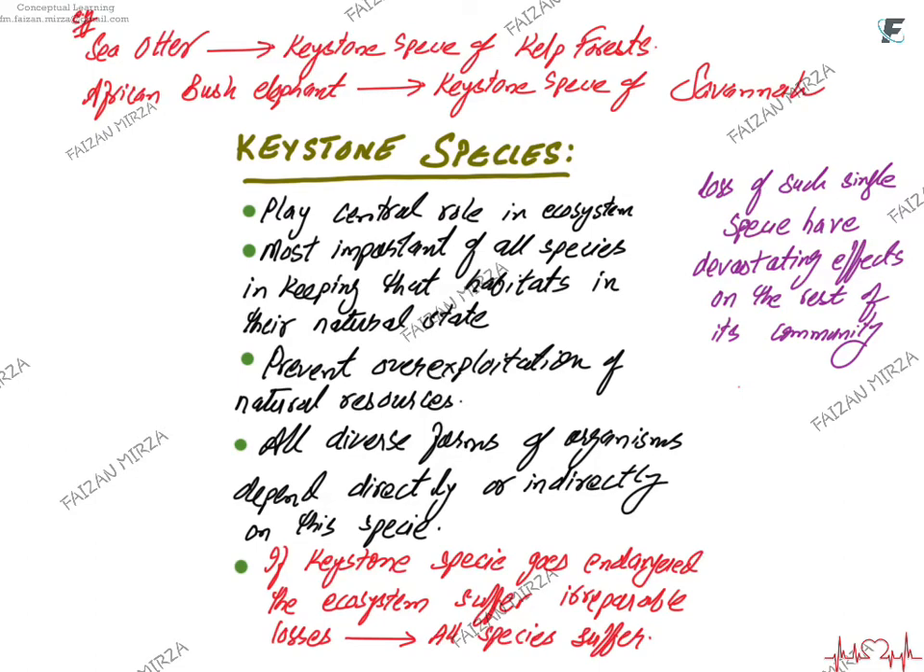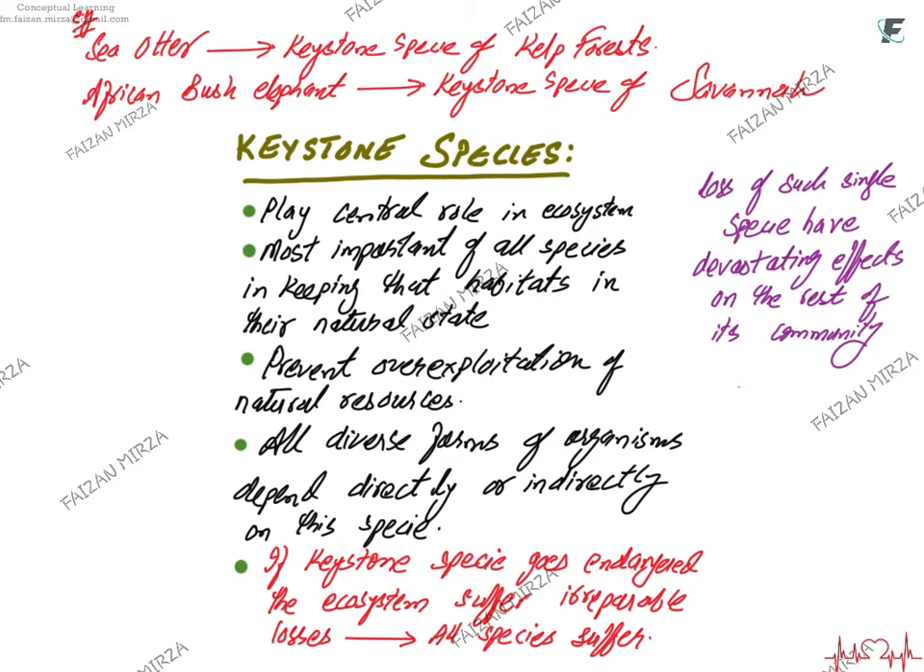So we have discussed the examples of the sea otter and the African bush elephant. What are these? These are both keystone species. The sea otter was a keystone species in the kelp forest, and the African bush elephant was a keystone species in the savanna. What's a keystone species? A keystone species plays a central role in the ecosystem, the most important of all species in keeping the habitat in its natural state. For example, the African bush elephant ensured that the savanna stayed a savanna and tall trees did not grow. The sea otter consumed sea urchins at such a rate that the kelp forest would not collapse. So they prevent the overexploitation of natural resources.